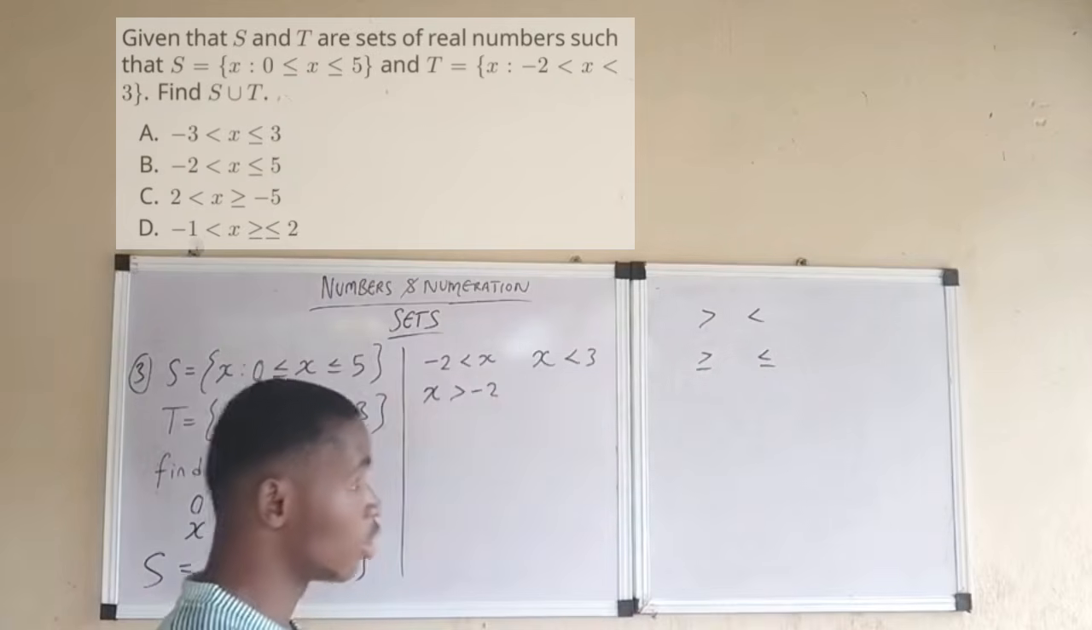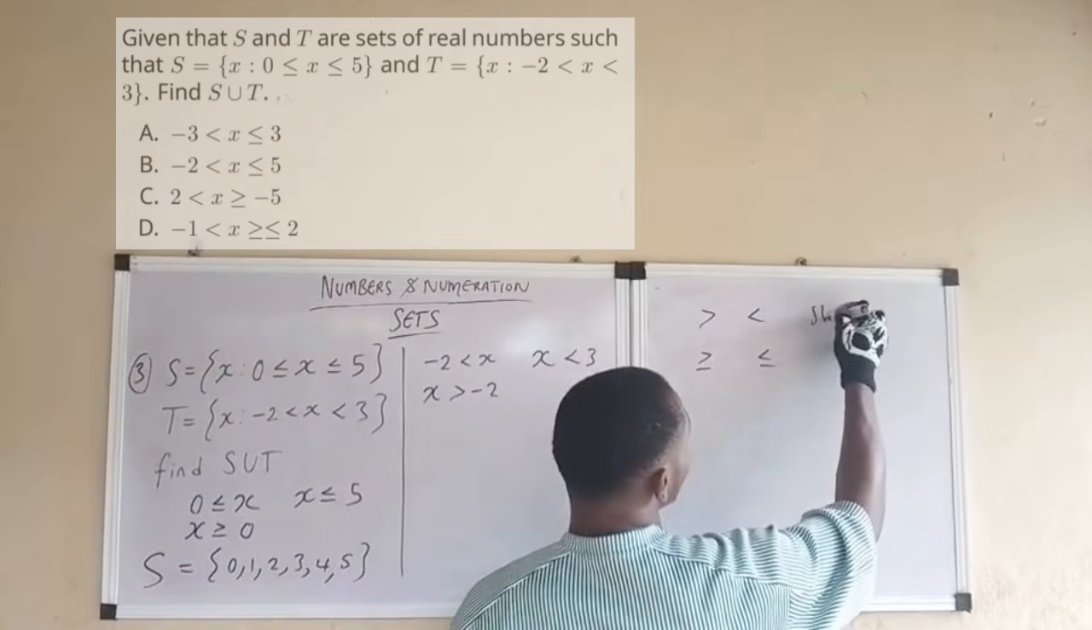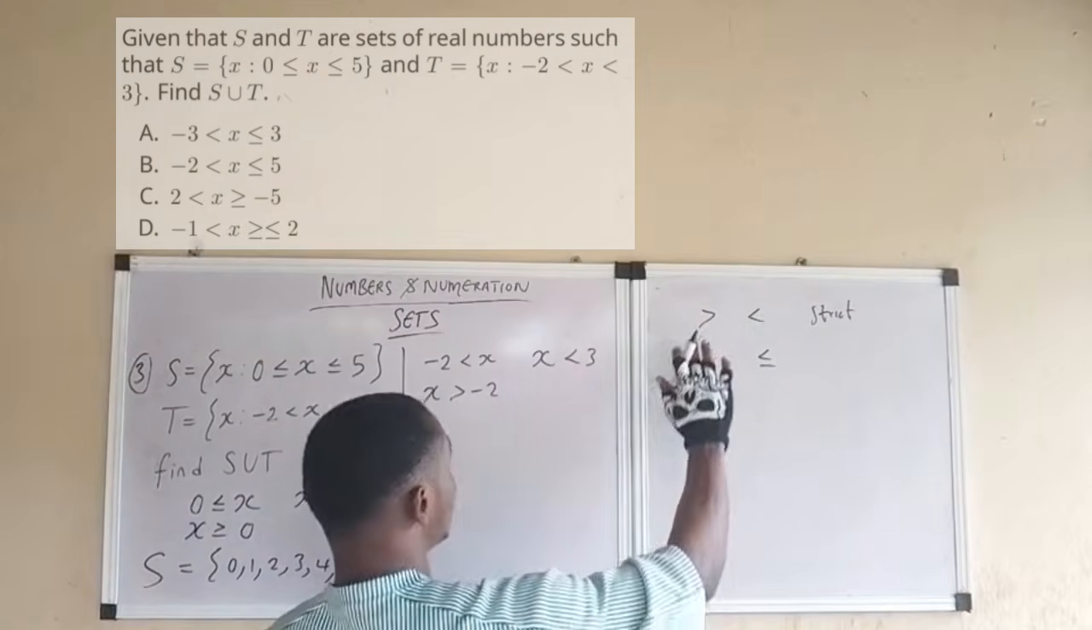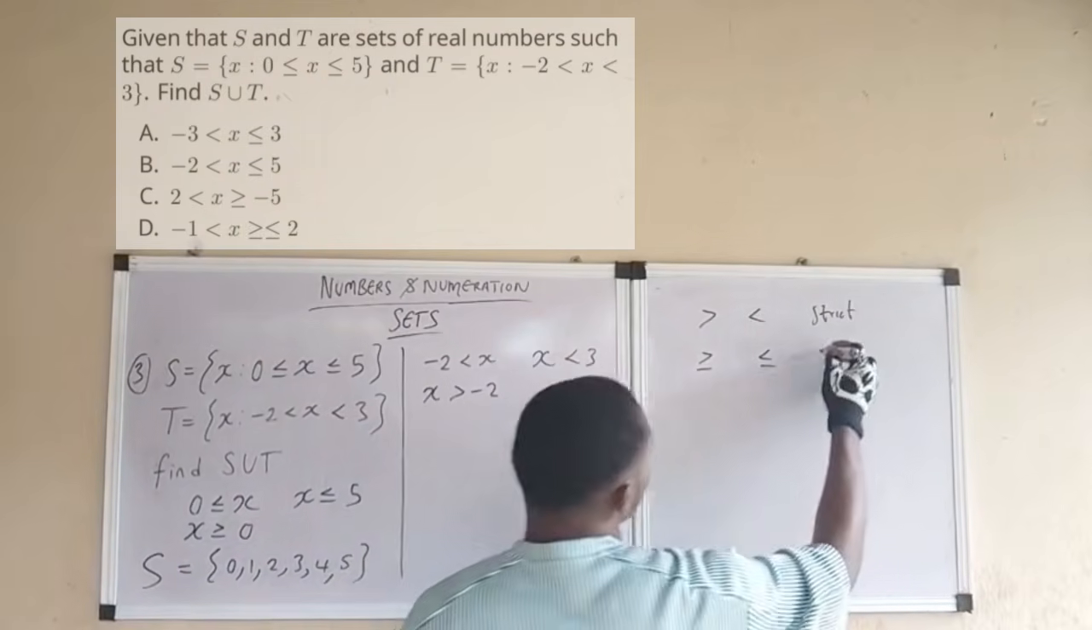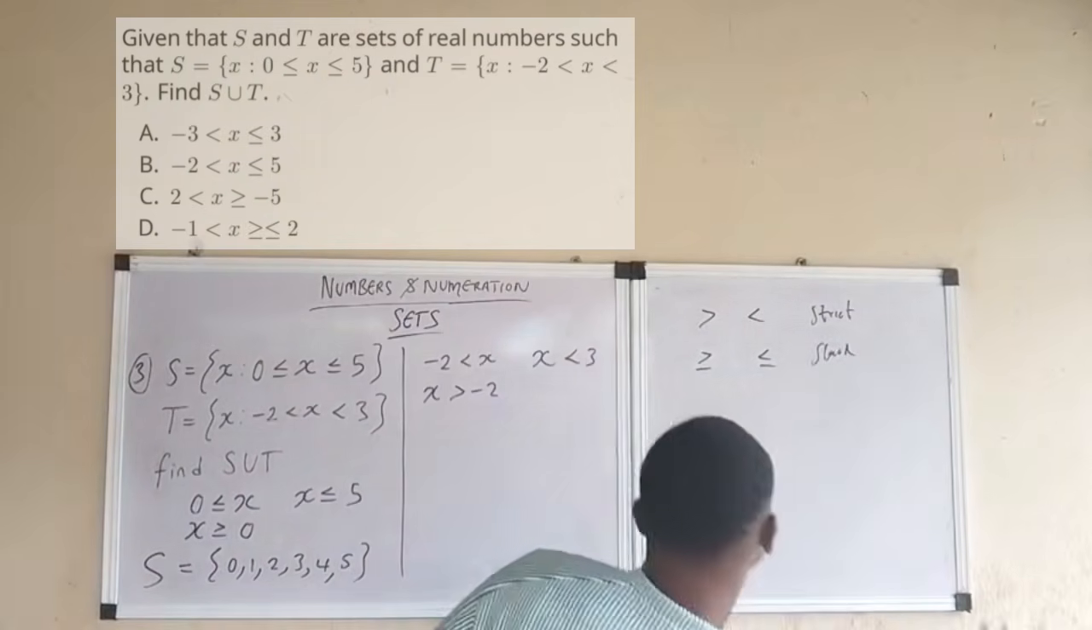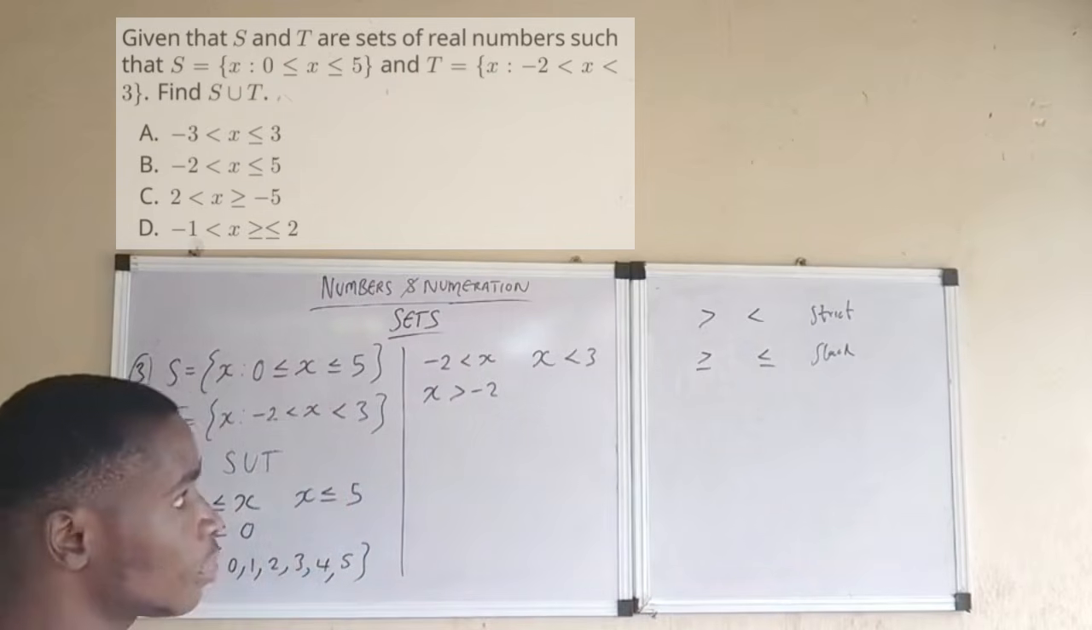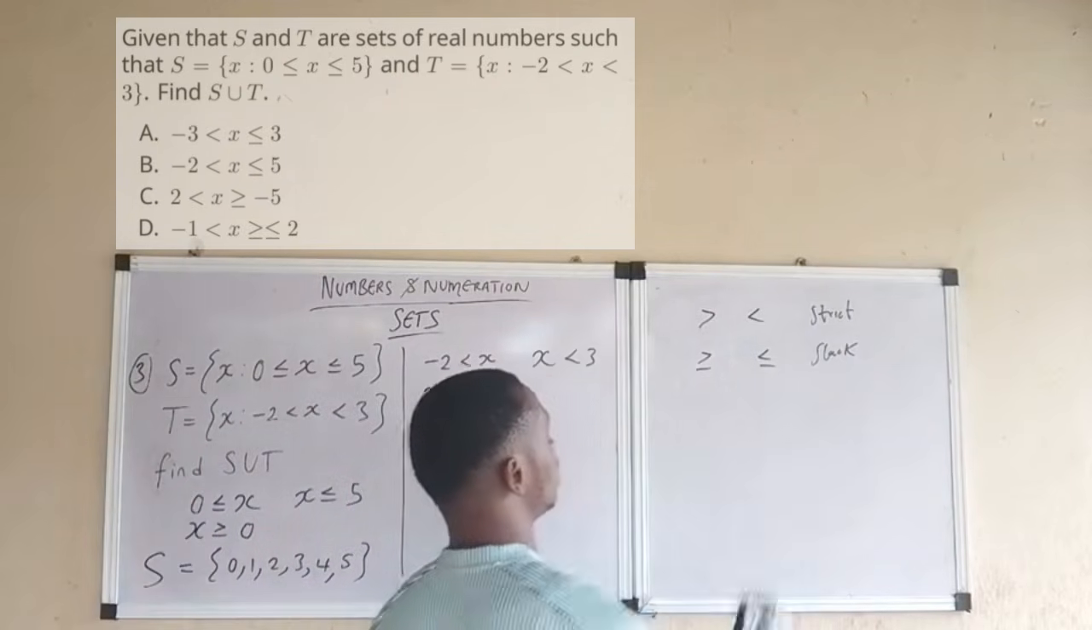Do you understand? So you call this strict inequality because they are defining what it is. It is greater than. But this is slack because it can be greater than, it can be equal to. Do you understand? So just take note of that on the side.